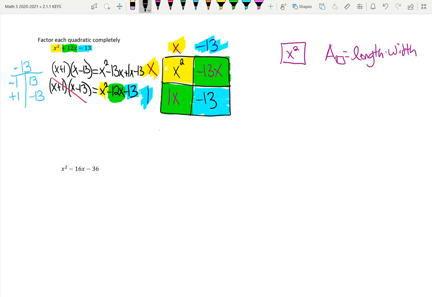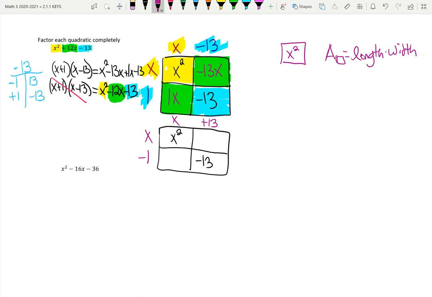By simply modifying it slightly, normally you would just erase the insides, but I'm trying to show you: x squared, negative 13. You might ask yourself, what could you change? x times x is always x squared. But if I made it a positive 13 times a negative 1, notice x times x is x squared. Negative 1 times 13 is negative 13.